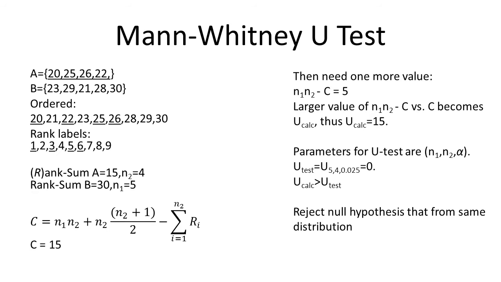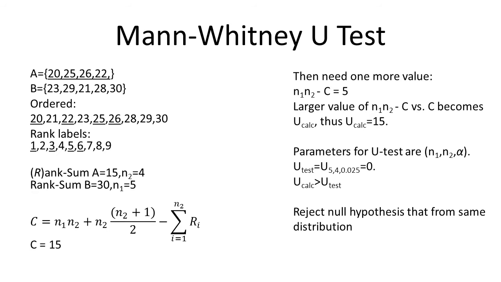Basically you multiply the n's together, do a bit of math on n2, and then subtract from that the rank sum of n2, or A, which is 15. So the resulting value is C equals 15. Then you need one more value, which is n1 times n2 minus C. In this case it's 5. And then you take the larger of those two, and that gives you your U-test statistic, or U-calc, which in this case is 15.